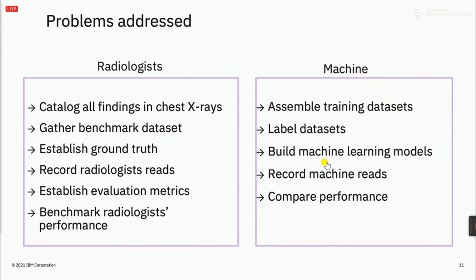And in order to build something at AI scale, you want to address many different problems, not just for AI, which we know we have to do, but also on the radiologist side, setting up the benchmarks and establishing ways of defining ground truth and to measure their performance and then measure machines' performance as well.